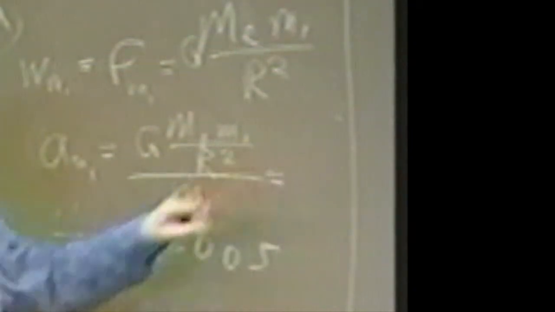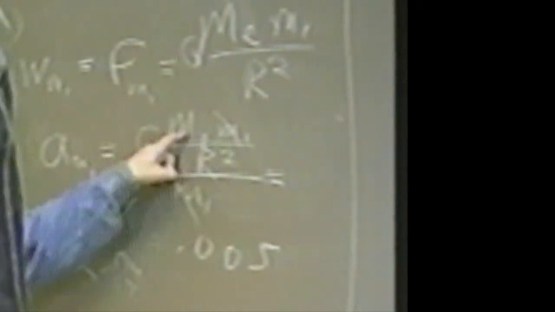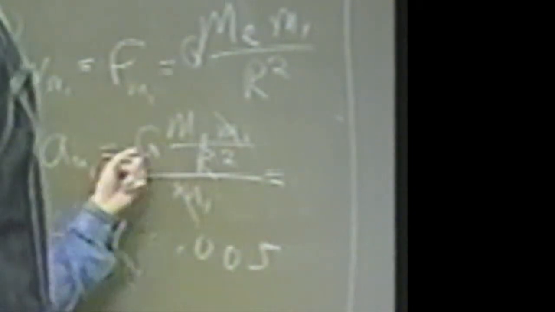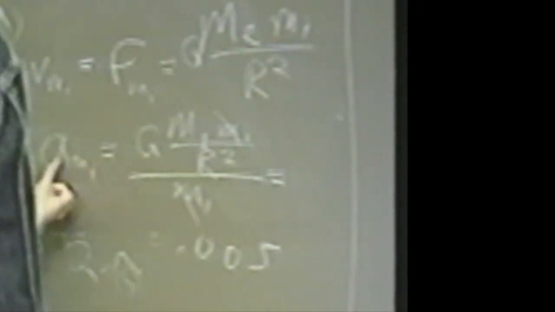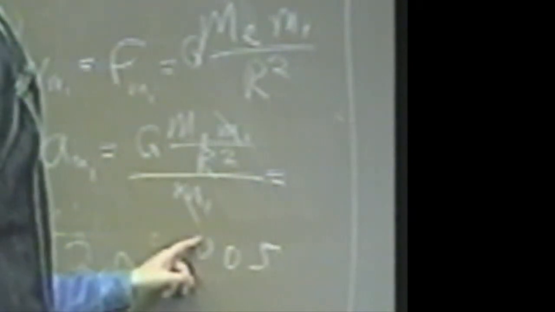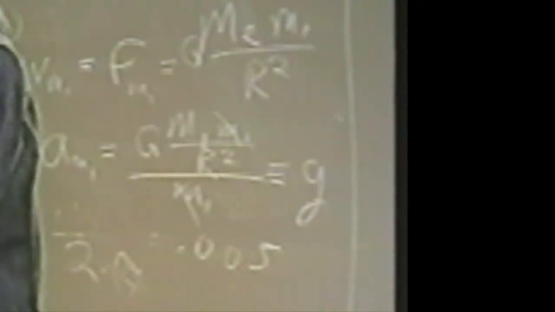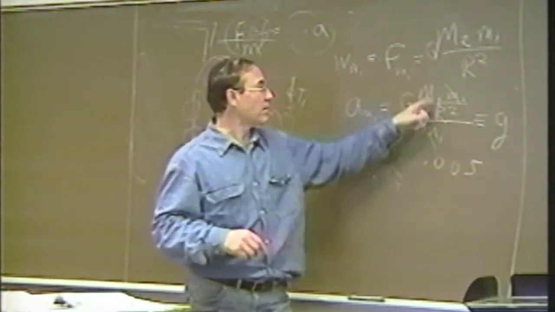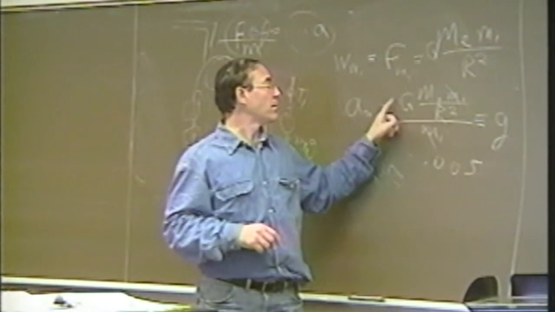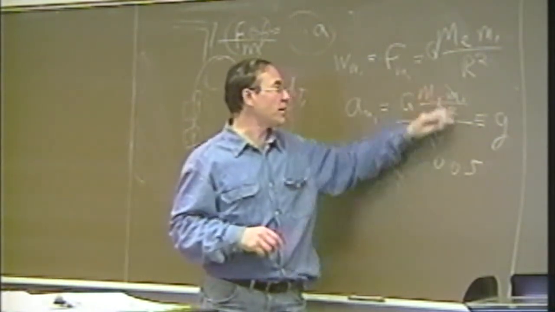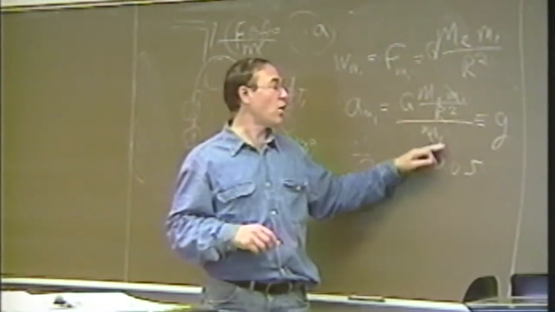What happens here? It cancels out, and what do you get? Just G times the mass of the Earth over r squared. Whatever mass we would put in, the mass would cancel out. So this answer will be independent of the mass, which is why we call it little g. It's a number that doesn't change. Whatever mass we would put in, we would get the same number. We call that number little g.